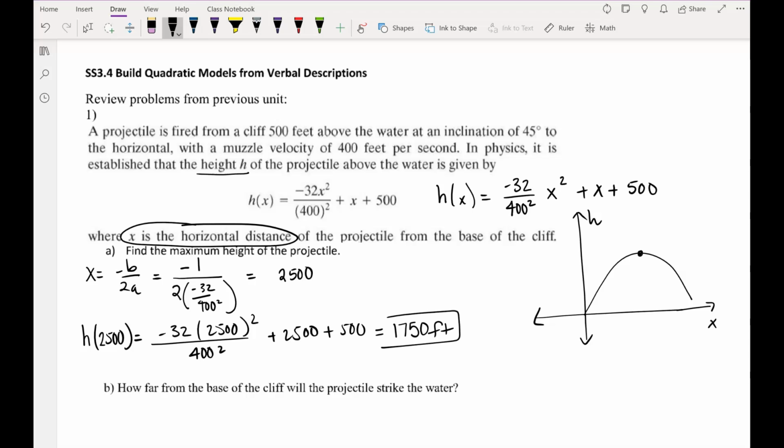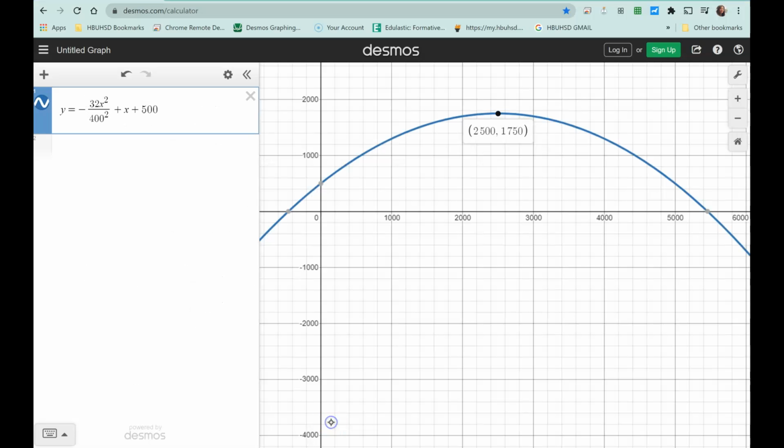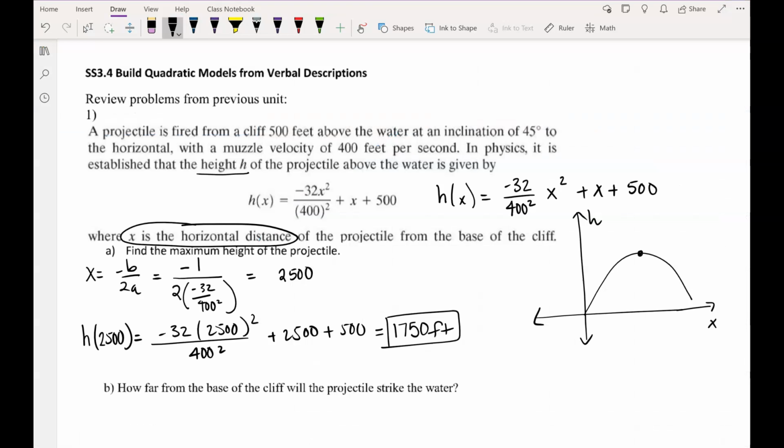Now let's go and check with decimals really quickly. I've already pulled it up and I already entered in our equation. If you look at the ordered pair, it says 2500 comma 1750. Now the height represents the y-coordinate, so make sure we are looking at the y-coordinate of 1750. So that matches our graph. For this type of question, you can use a calculator or you can work it by hand. Now let's go on to the next part of the review.